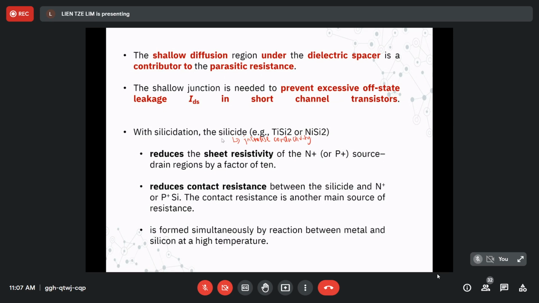Silicide can also reduce the contact resistance between the silicide and the N plus or P plus silicon. The contact resistance is another main source of resistance. The silicide is formed simultaneously by reactions between the metals and silicon at a high temperature.